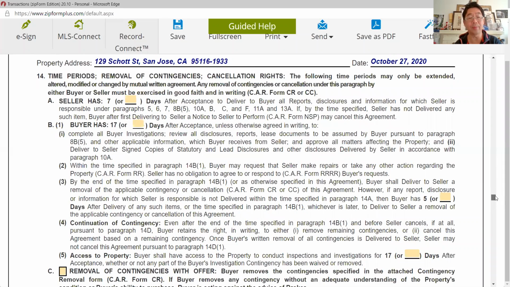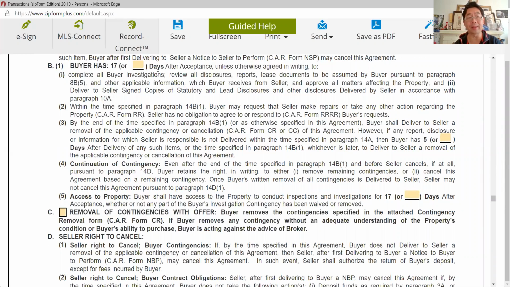So we have 17 days after the acceptance. As soon as we submit and they sign the paper, that's when the 17 days start. And that also starts the 21 days of the loan contingency. So we need to get this process done as soon as possible, which means the loan company will ask us for verification for your loan, for your landlord, and there's a lot of paperwork, bank statements. All this needs to be completed very fast so they can approve us within 21 days.